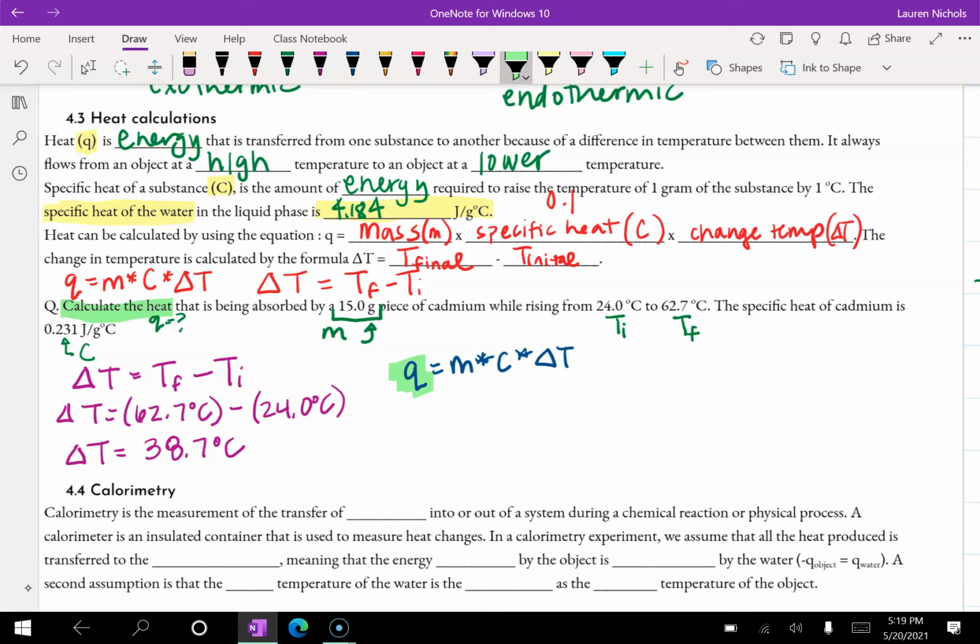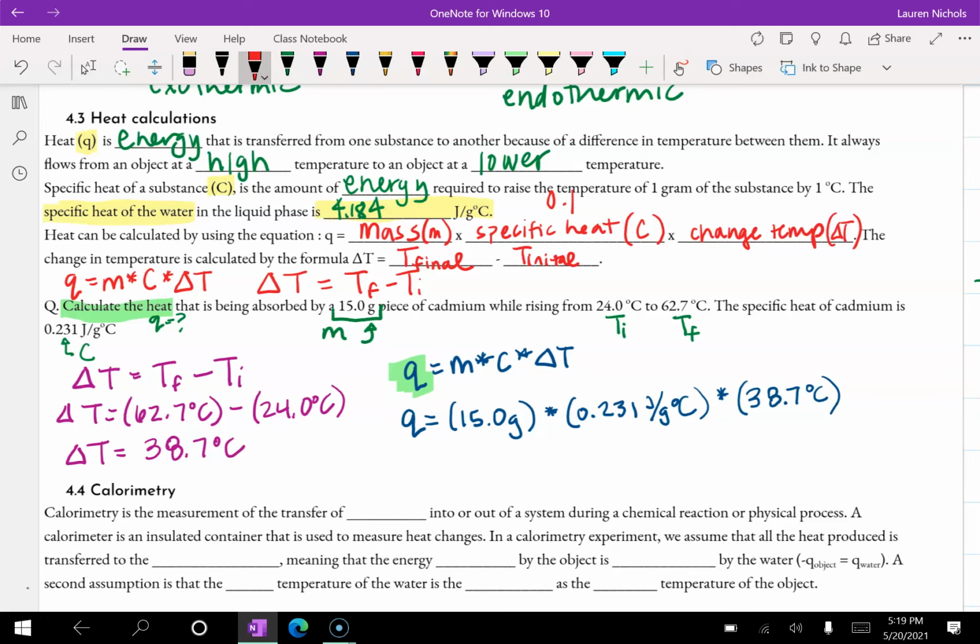And luckily for us, our formula already has Q by itself, so we don't have to rearrange or anything. We literally just have to multiply our three numbers. So Q would be equal to our mass, which is 15.0 grams, times our specific heat, which is 0.231 joules per gram degrees Celsius, times our delta T, which we already subtracted to figure out, which is 38.7 degrees Celsius.